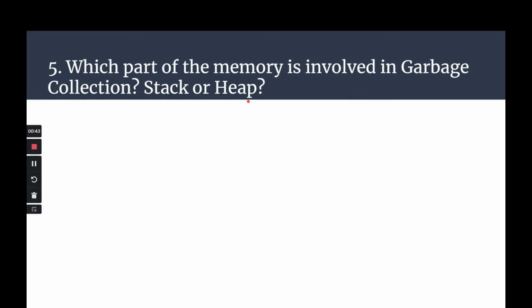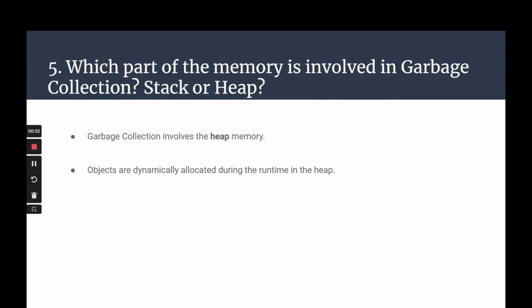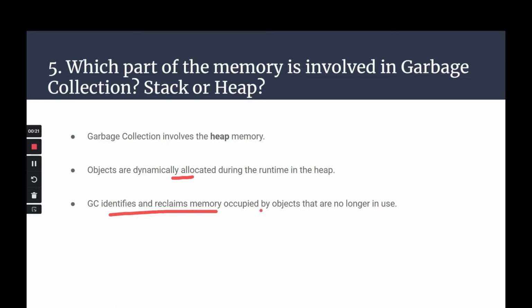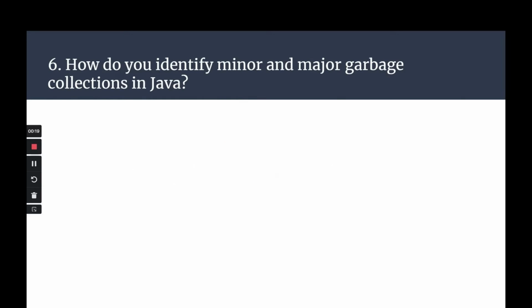Next question is, which part of memory is involved in Java garbage collection, stack or heap? I'm sure many of you will already be able to answer this. It's the heap memory. Why? Because GC is dealing with objects. Objects are dynamically allocated during runtime in the heap, and that is where the GC will perform the work of identifying and reclaiming the memory occupied by objects which are no longer in use.